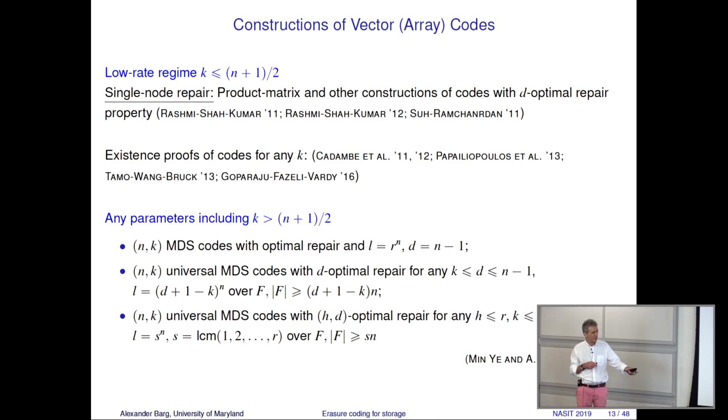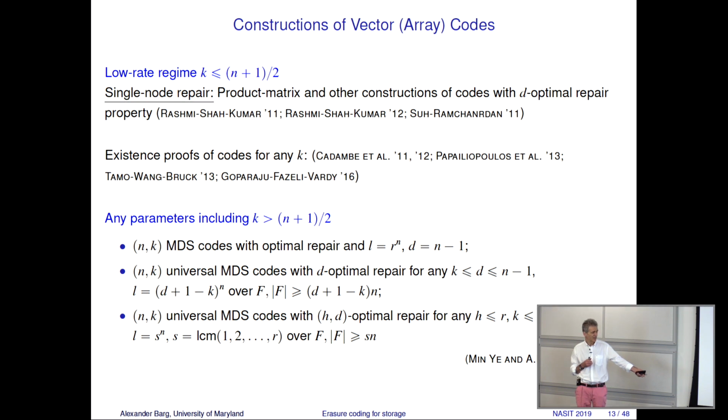It is also possible to repair more than one erasure. Again, within the same framework, the largest number of erasures that we can repair is the number of parities, right? Because if r symbols are erased, we are still left with k symbols that will give the entire codeword. So r erasures can still be repaired. Let us say there are h erasures. It is possible to construct codes that repair any h erasures from any d helper nodes from k to n minus h. Sub-packetization is s to the n, where s is the LCM of 1 to r.